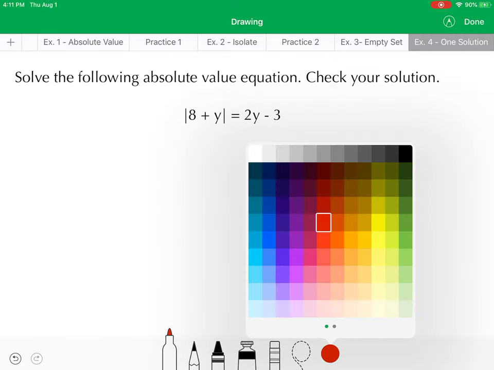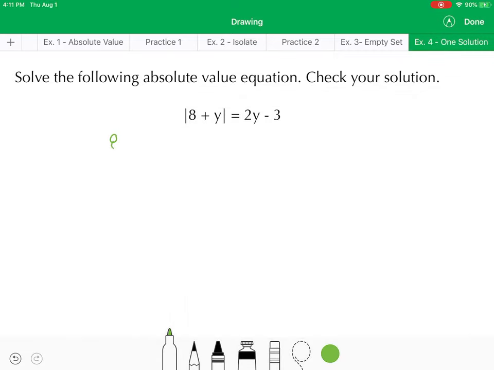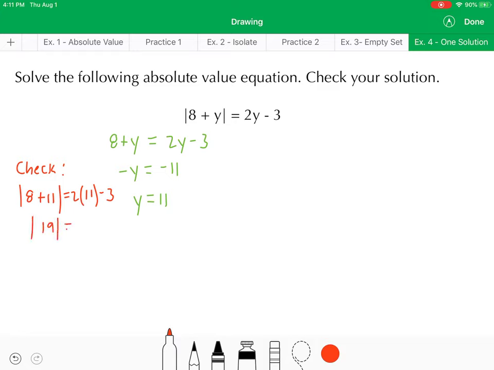So let's go green. Here's your positive case. 8 plus y, treat that as positive, equals 2y minus 3. Solving that, negative y is equal to negative 11. y equals 11. Okay, let's check it. Absolute value of 8 plus 11 equals 2 times 11 minus 3. That's 19. Absolute value of 19 equals 22 minus 3, or 19 equals 19. Sure does check out. Awesome.